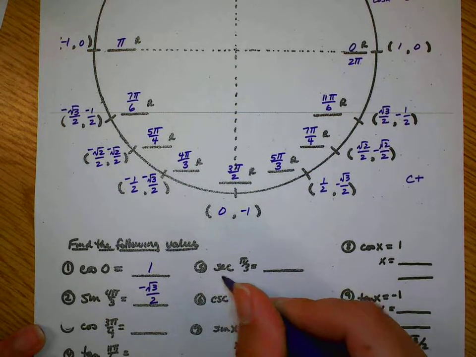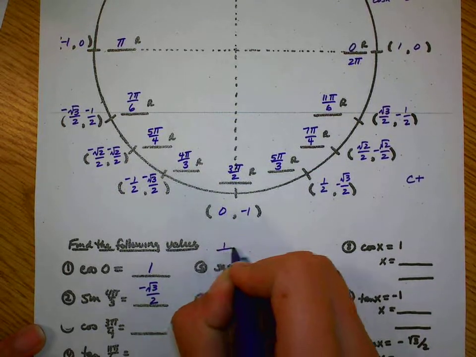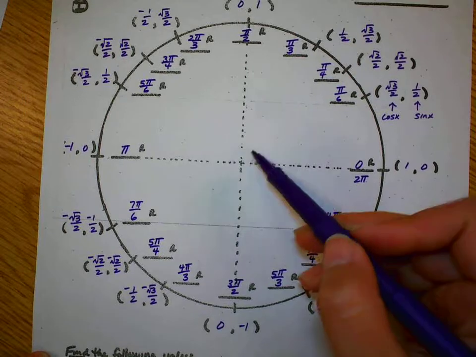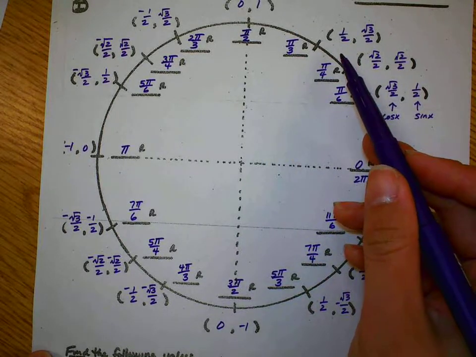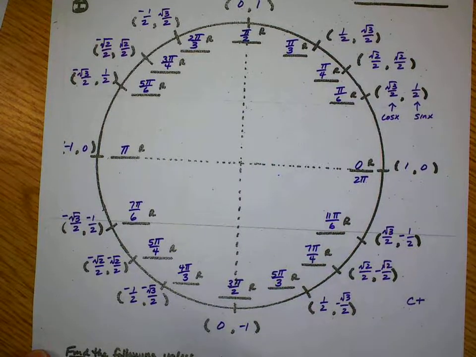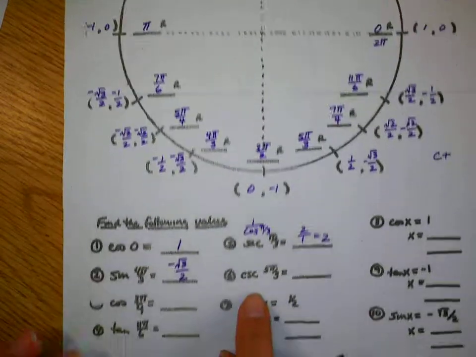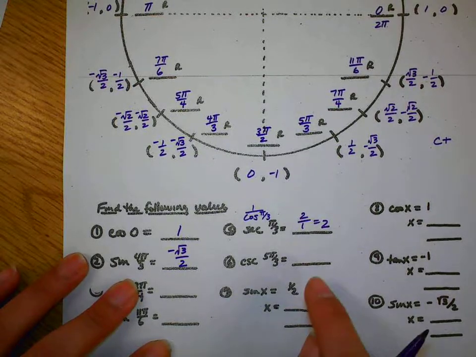When you get to secant, remember, secant is 1 over cosine, and my angle is pi over 3. So I'm going to take a look at pi over 3. The cosine is 1/2. So I need to flip it since secant is the reciprocal of cosine. So it's going to be 2 over 1. Final answer is 2. You guys are going to try cosecant of 5 pi over 3 on your own.